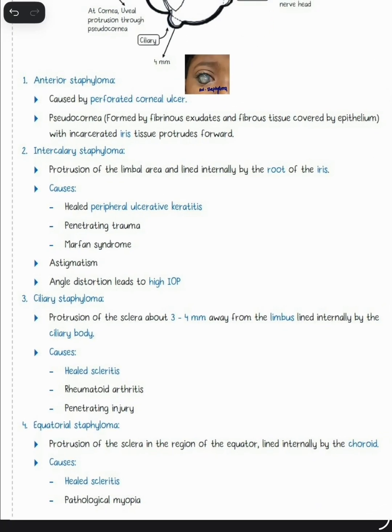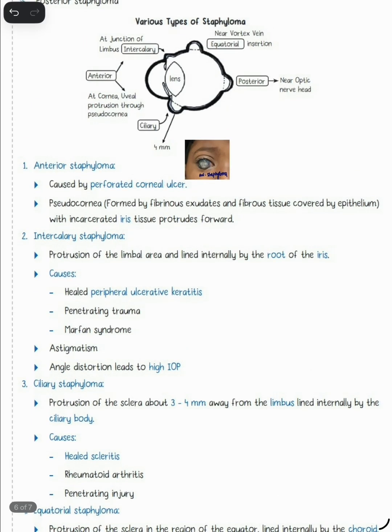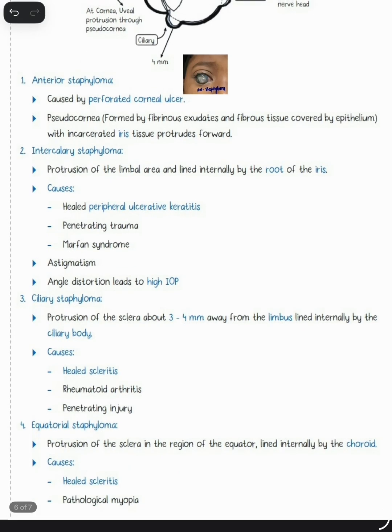Posteriorly occurs the equatorial staphyloma. As we gradually move toward the posterior, first we can see the equatorial staphyloma. It is the protrusion of the sclera in the region of the equator, and the incarcerated tissue is internally lined by the choroid. And what are the causes? Again, healed scleritis, or it can also be seen in pathological myopia.